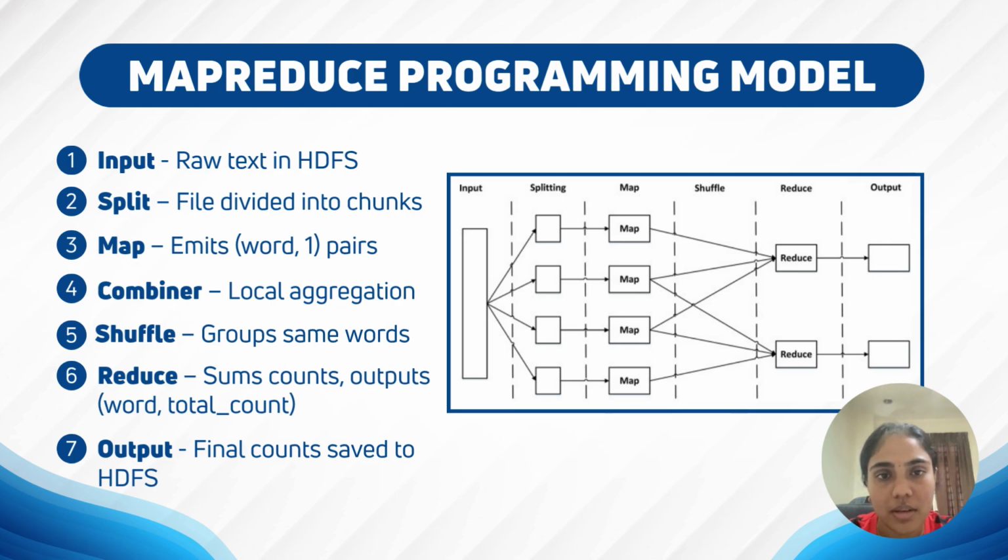Input stores raw text in HDFS, split divides the file into chunks, map emits word and one pair, combiner does local aggregation to reduce network traffic, shuffle groups the same words together, reduce sums the counts and outputs word and total count, and finally output saves the final word counts to HDFS.